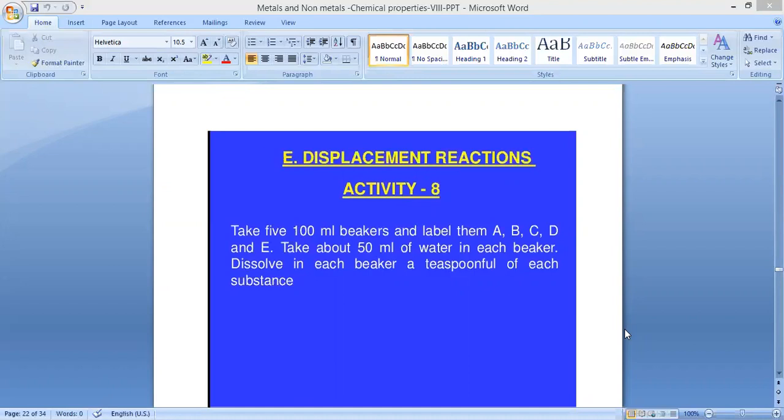Dissolve a teaspoon of each substance in each beaker. So in each of the 5 beakers you are going to put a different substance. In one spoon you can put it, and it will dissolve in it. You know what is meant by dissolving? It will be soluble in water. That is called dissolving. So dissolve a spoon of each substance in each beaker.